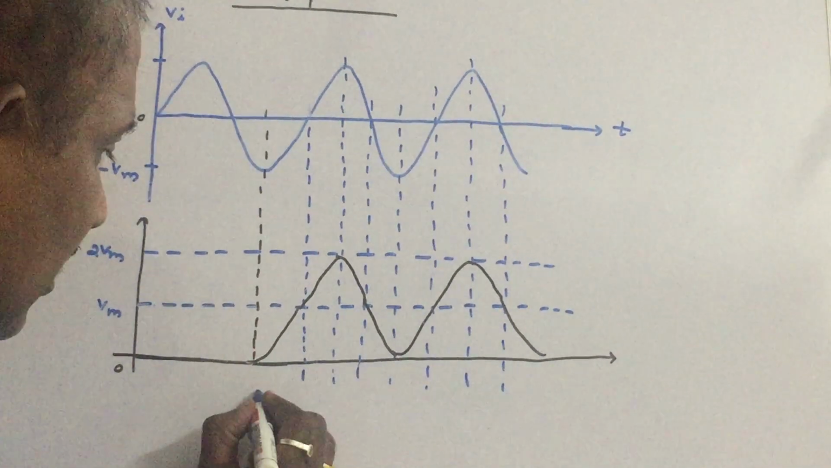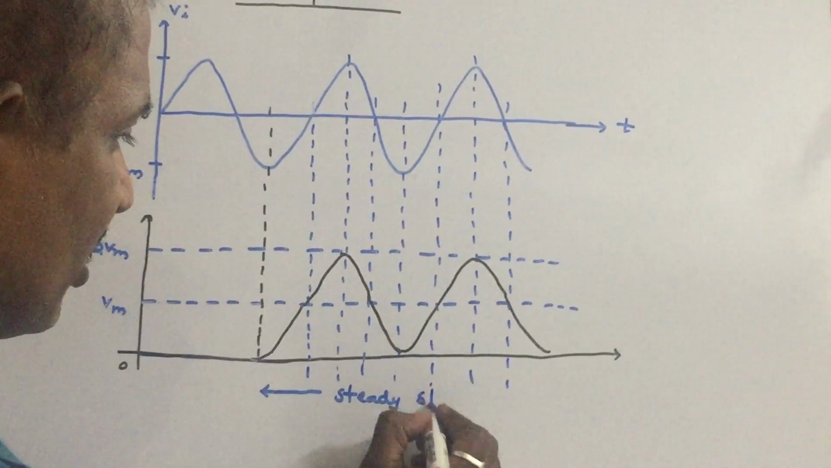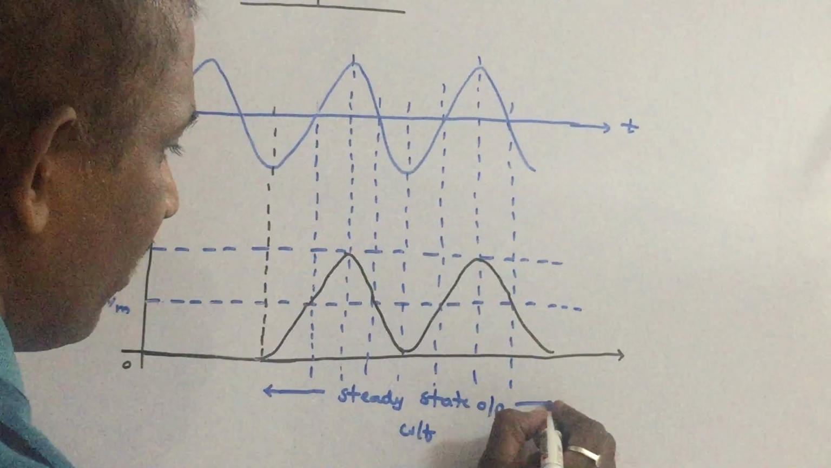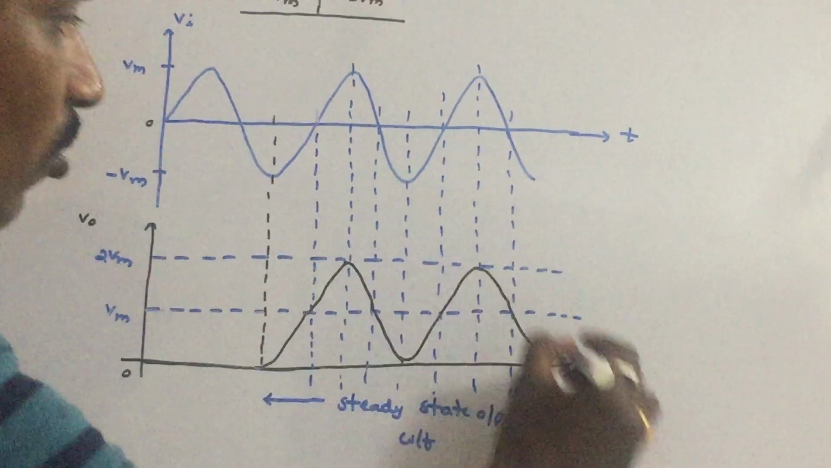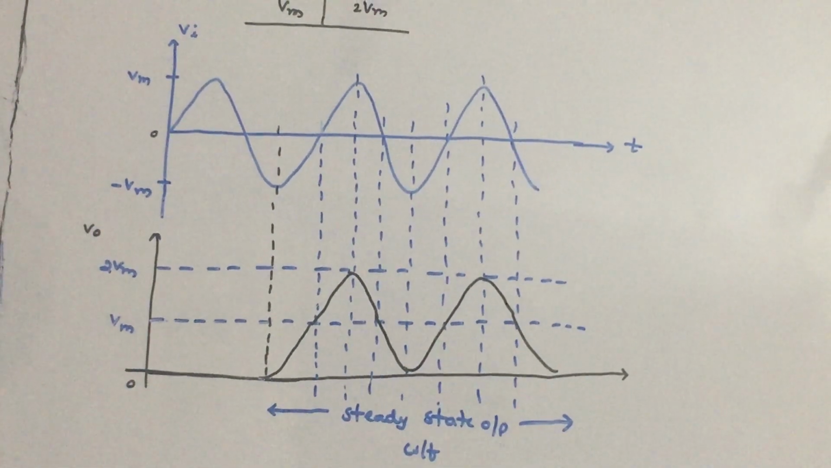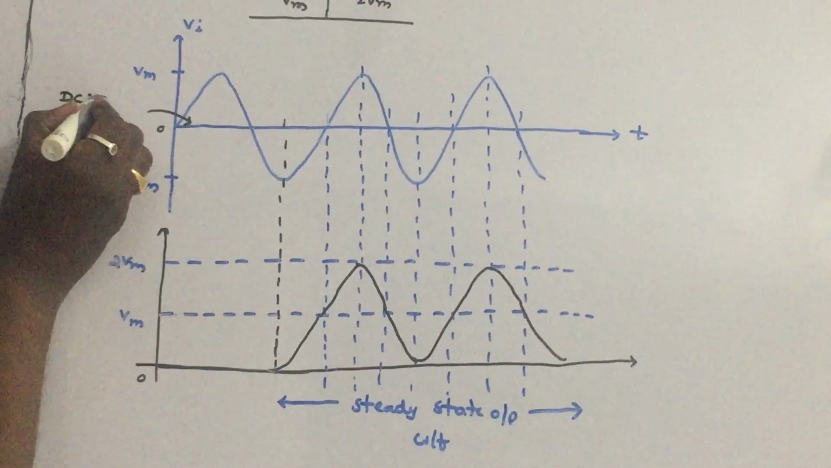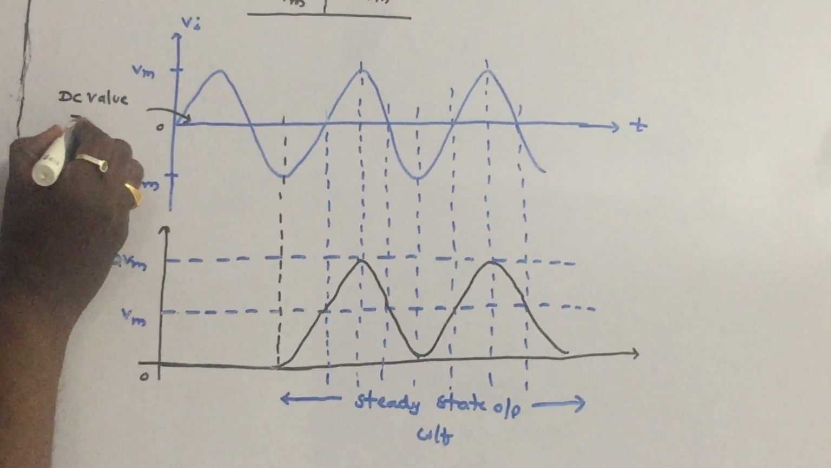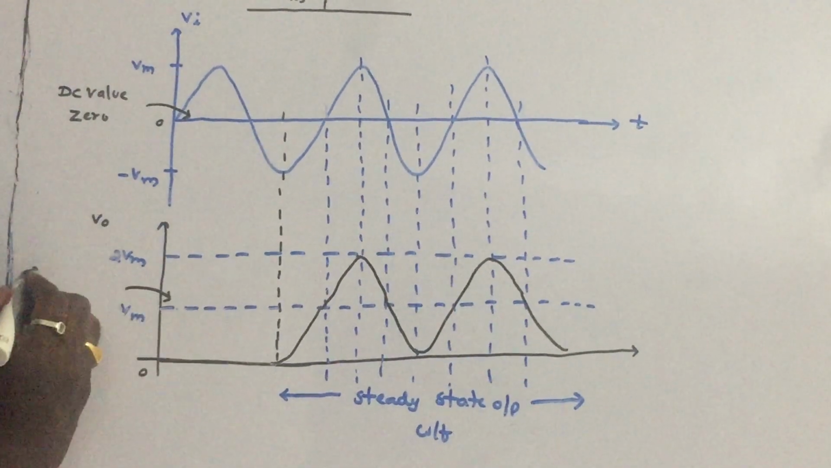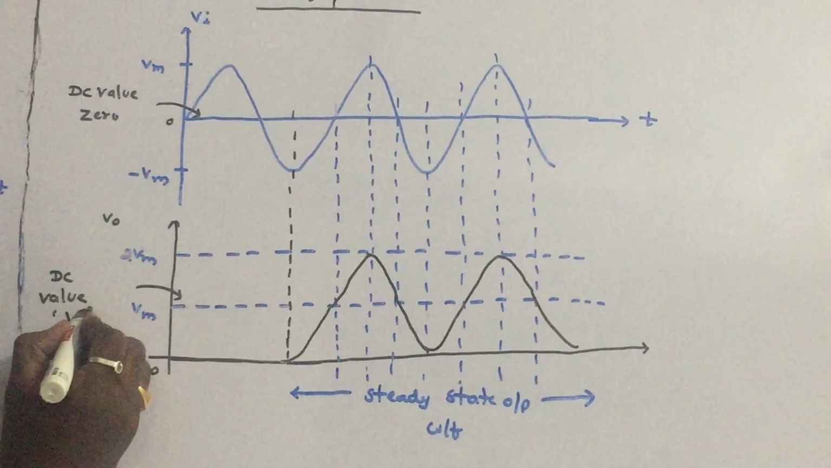Just based on the equation, draw the output. This is called the steady state output waveform. That means after some time the circuit will settle down to this waveform. That's why this output is called the steady state output waveform. You can see from these two waveforms, what is the DC value of this input waveform? The DC value of the input waveform is 0. The DC value of this output waveform is Vm, that is Vm plus Vm peak.